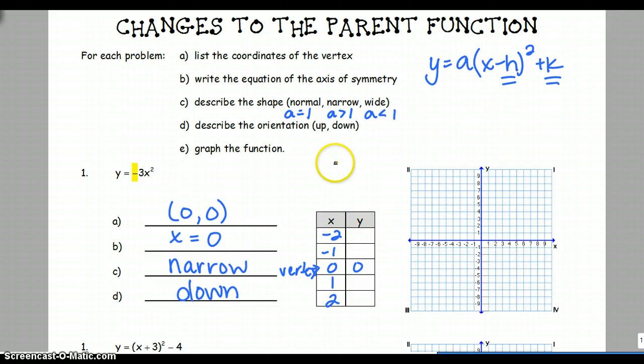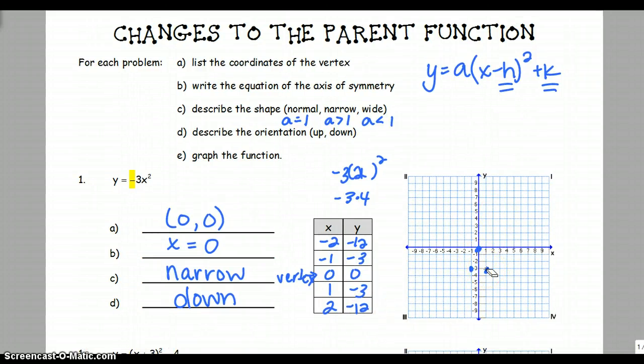We substitute our values in, so we would say negative 3 times negative 2 squared. Following order of operations, you have to do your exponent first, so you'd say negative 3 times 4, which is a negative 12. If we continue on, we can substitute negative 1 in. This would be negative 3 times 1, which is negative 3. If we substitute in a positive 1, we again would have negative 3 times 1, which is negative 3. And if we substituted a 2 in, it would make this 4, or negative 12.